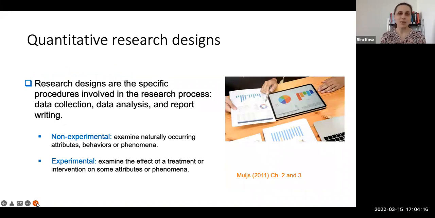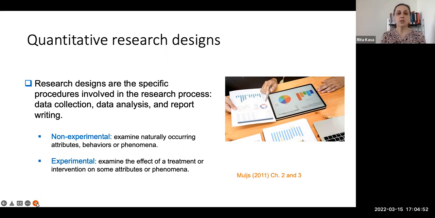If we talk about quantitative research design, since there are different ways we can formulate a research problem and seek to establish what the social reality is, we can distinguish between two major types of quantitative research designs. One is non-experimental research design, and another is experimental research design. Research design includes specific procedures that are involved in the research process. So the way data is collected, the way data is analyzed, and of course, the way data or findings are presented.